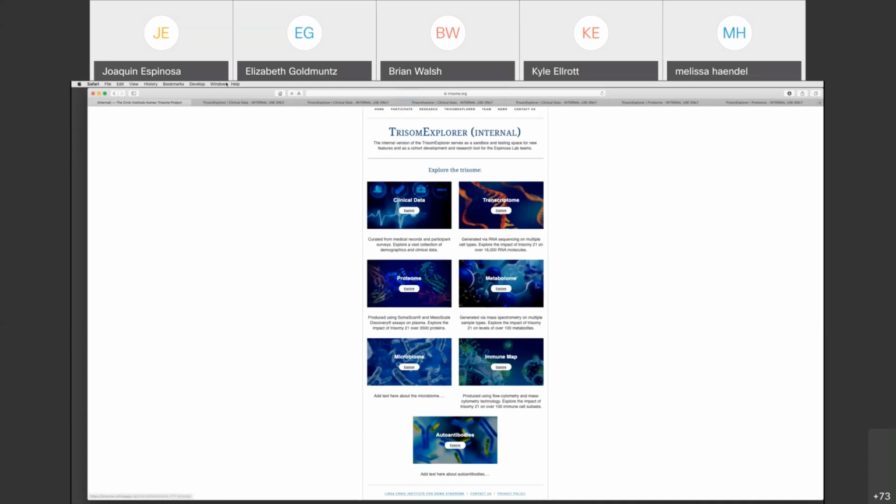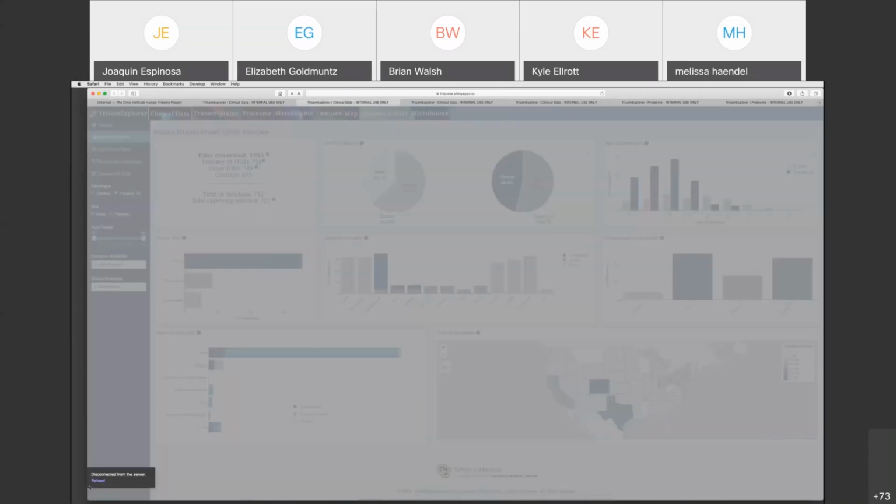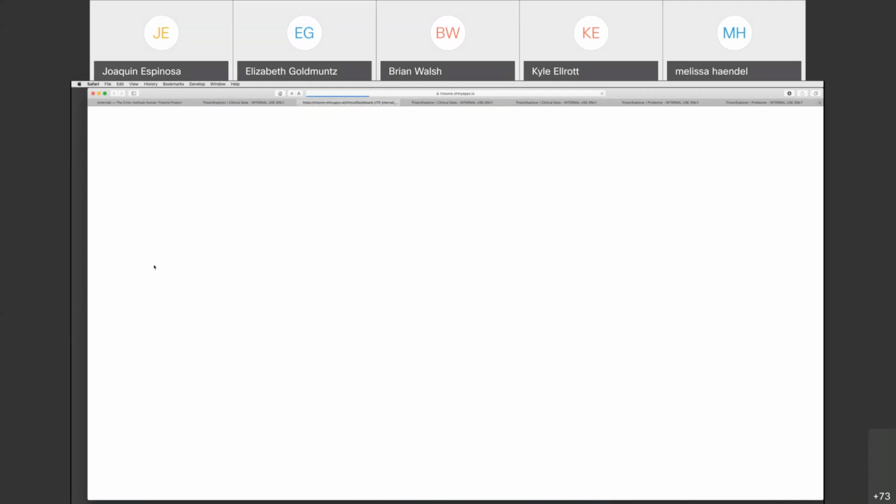So if I click here on clinical data, I'm going to get to something that looks like this, a little tutorial of how we got this clinical data, basically what I just told you. And you will see different tabs here on the left. We're seeing this cohort overview, condition stable, conditioning interactions. Got disconnected from the server. Valerie, you please tell me if you cannot see this.